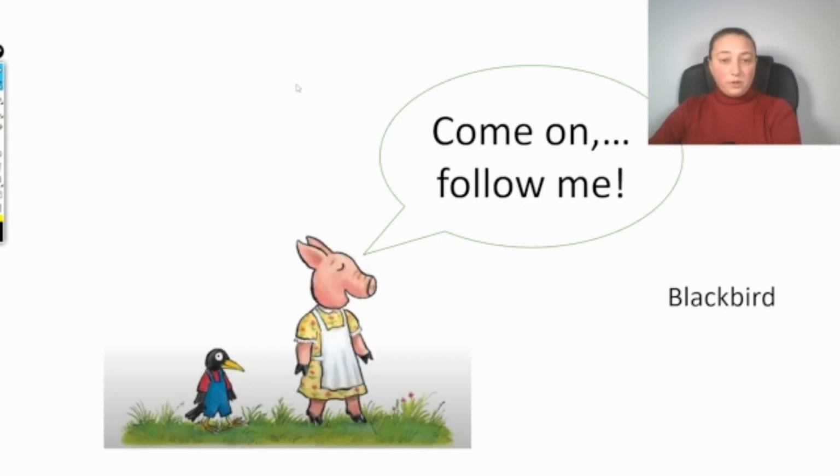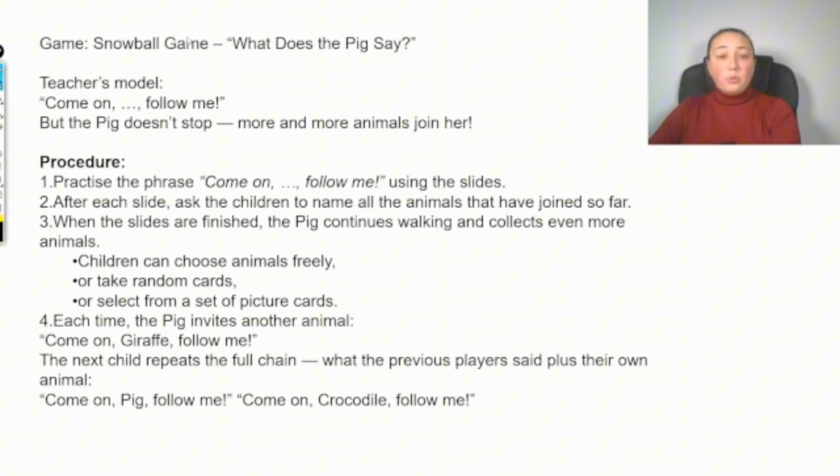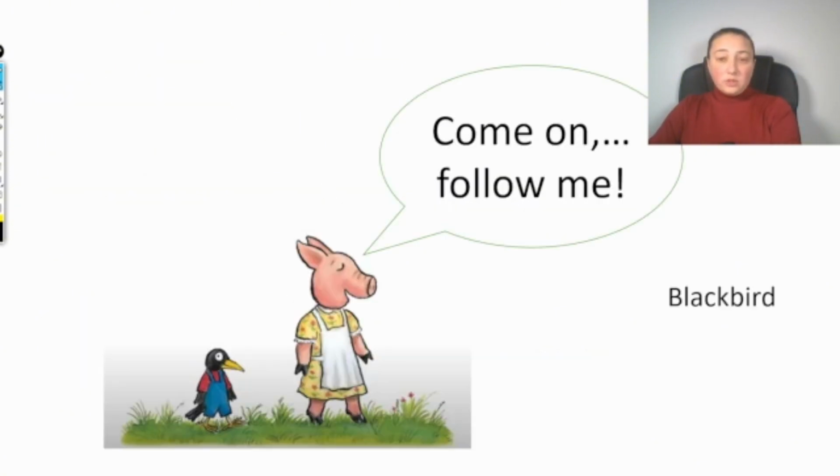Snowball game. This is what it looks like. We recycle the phrase, come on, somebody, follow me. The idea of a snowball game is that every next student says what the previous student has said plus their own variant. So the first student says, come on, Blackbird, follow me. It's easy because there is a slide.